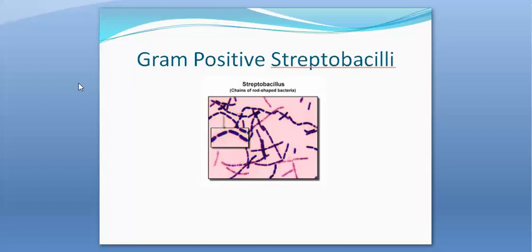This slide shows gram-positive streptobacilli. So we have the rod-shaped organisms in chains. In the background there appears to be some organisms that did not quite take up the stain itself, or they appear to be possibly endospores, which we will discuss next.